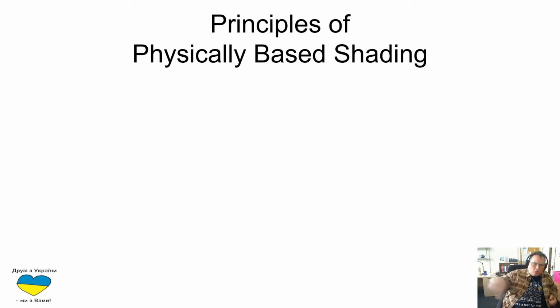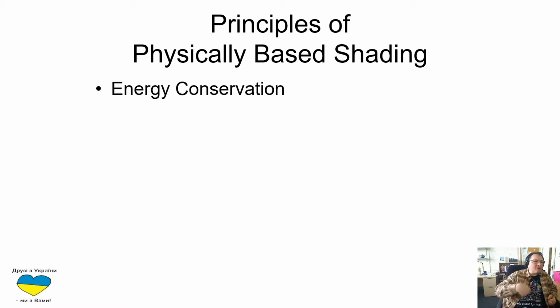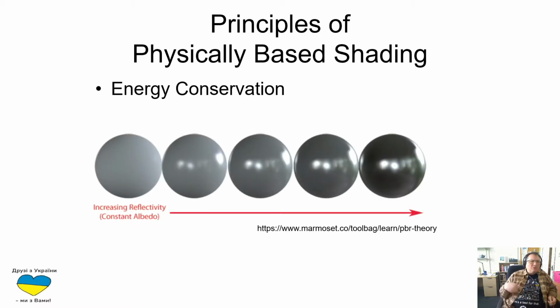In that lecture, we discussed in more detail some main principles of physically based shading. One of them was, for example, energy conservation. Basically, the energy radiated by a surface must be equal to, or at least not greater than, the amount of energy previously absorbed by this surface. So basically, surfaces absorb light energy and then radiate, and this radiation is what we can see.